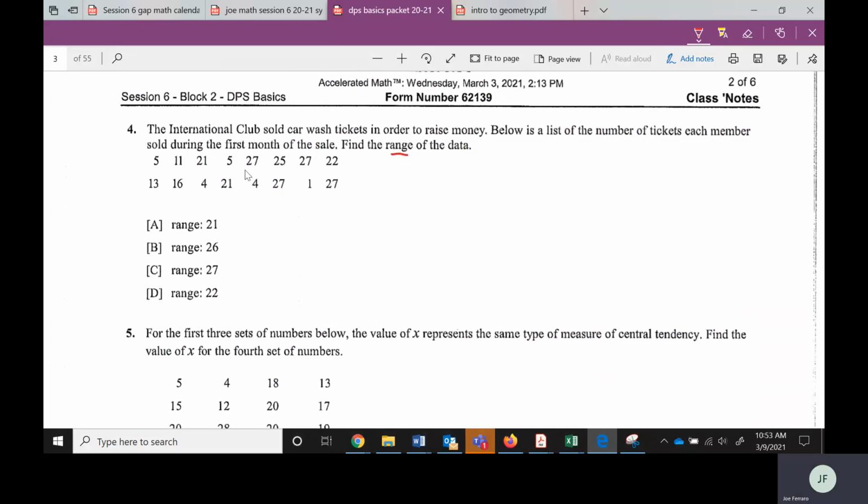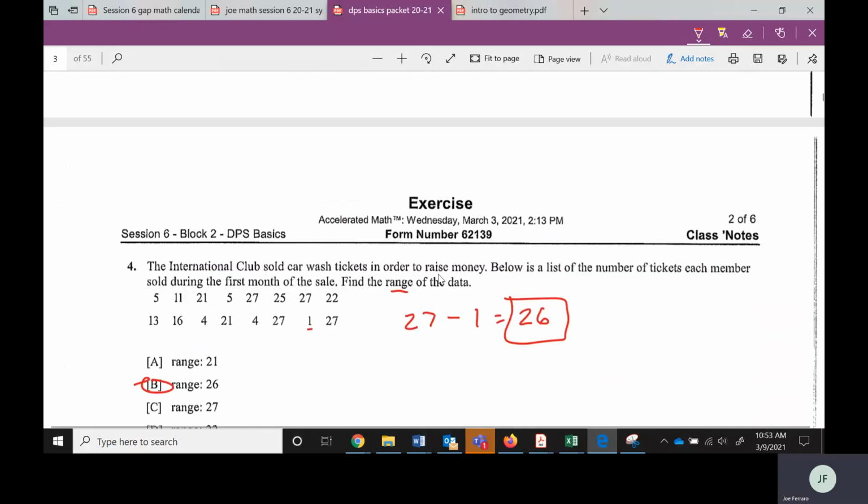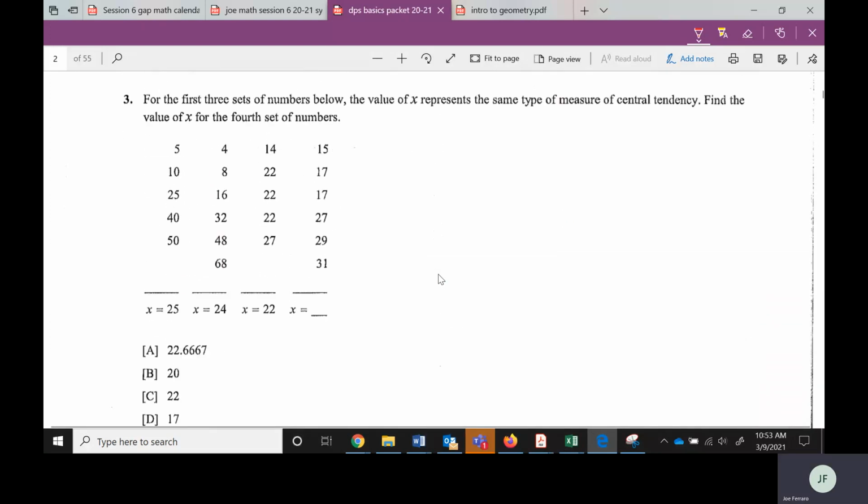So I just got to double check. Remember, range was biggest minus smallest. If I look through all these numbers, there's a 27 and 27. You don't need to do anything with them twice, but the biggest number is a 27. And you look through these numbers, and right here jumps out: the smallest number is a 1. So the range is 26. There's your answer. So again, some of these are easy problems. Next problem, we'll turn back the page.